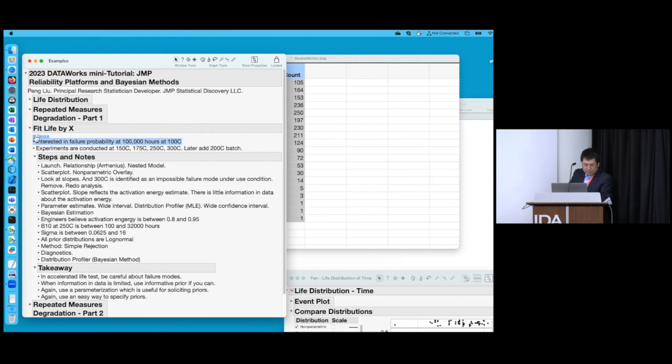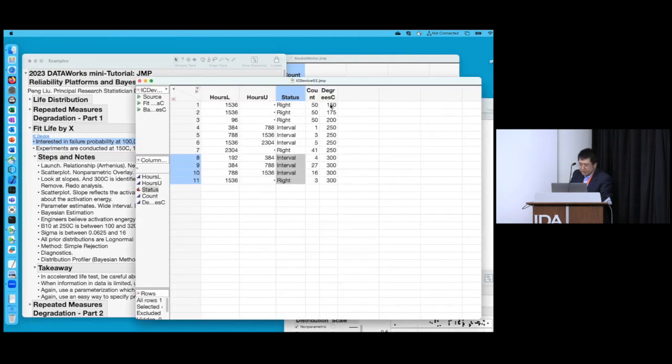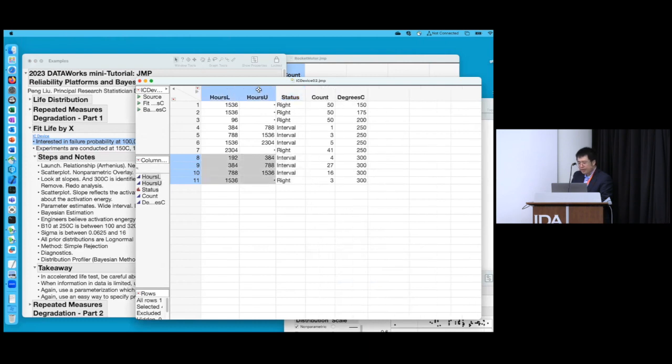Let me open up this data set. Again, this is a 2-column format. We don't use these censoring indicators because we have this 2-column format. This is count, which is frequency. And this is the condition that each unit is under.